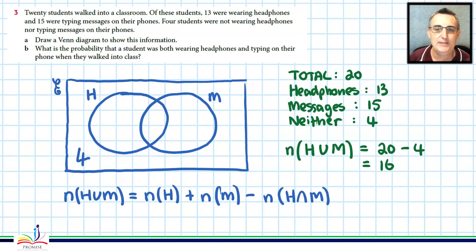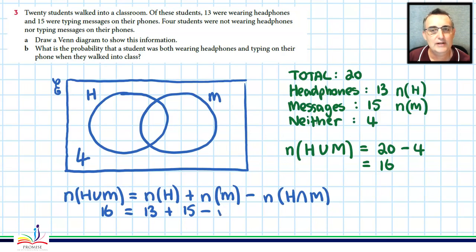You should put that in your memory somehow, or just think about a Venn diagram and how you can create that rule, because we know everything bar the intersection. We know everything bar the number in H and M. We know that the number who are in the headphone circle is 13. We know the number who are messaging is 15. And so we can put those details into the equation here, and we'll have the number in H or M, which is 16, is equal to 13 plus 15 minus the number in H and M. And that's what we're trying to find out.